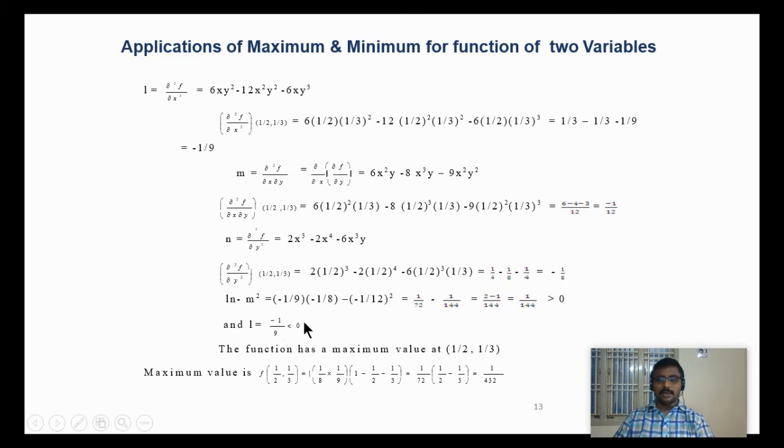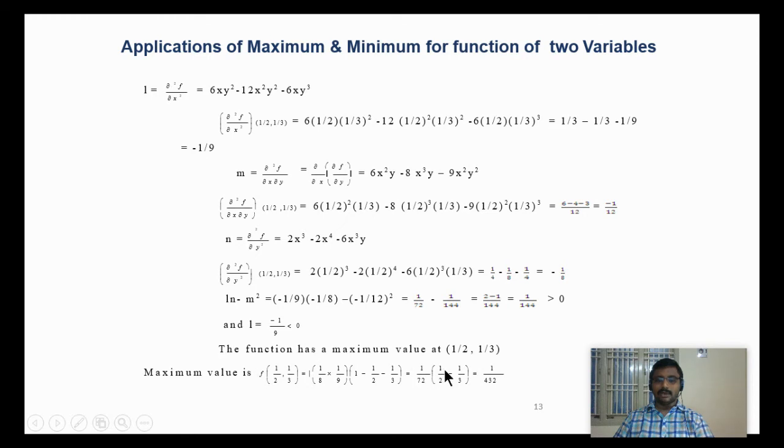Now computing LN minus M square. So we will have 1 by 144, which is obtained by taking the LCM as 144. So is 1 by 144 positive or negative? Clearly positive. So LN minus M square is positive, but what is L here? Negative 1 by 9, which is less than 0, that is negative. So LN minus M square is positive, L is negative. By the working procedure, the function attains its maximum value at the point (1/2, 1/3).